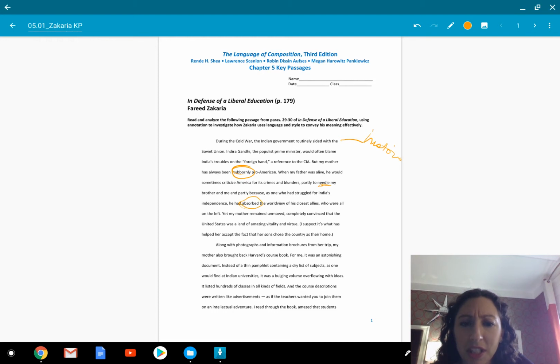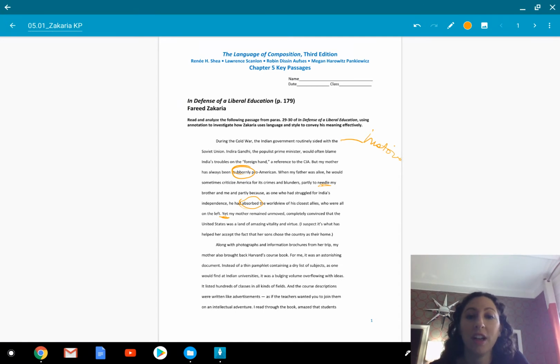So, and I think this is also interesting too, that Zakaria describes his father as having absorbed the worldview of his closest allies. It kind of reminds me of Twain's cornpone opinion, where Twain makes the point that no one has their own independent opinion, that everyone's opinion is shaped by the popular majority point of view. And this word absorb that Zakaria uses seems to imply that his father was influenced and came up with his opinion not because of his own experiences, but just because that was a popular opinion, and it just influenced the way that he thought. So then again, we come back to this contrast, right?